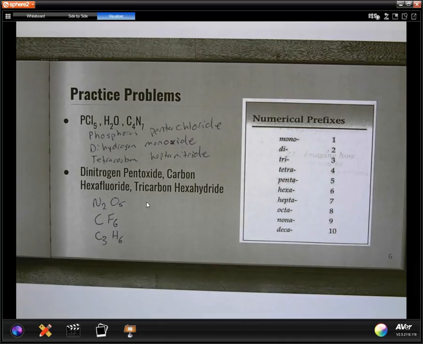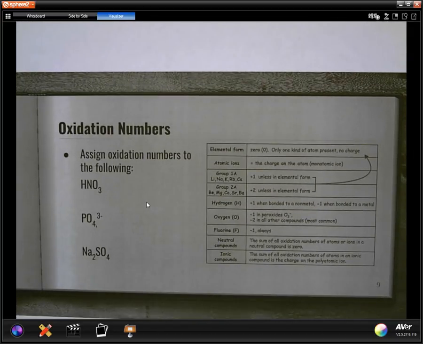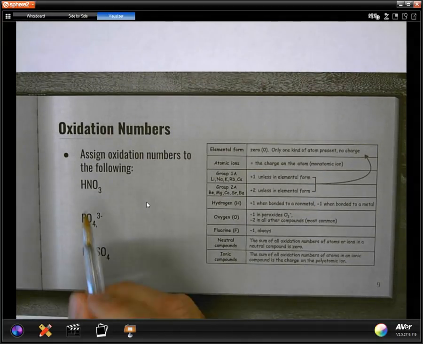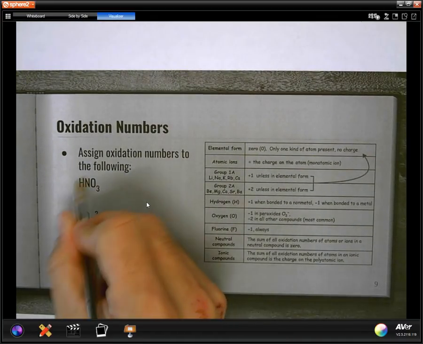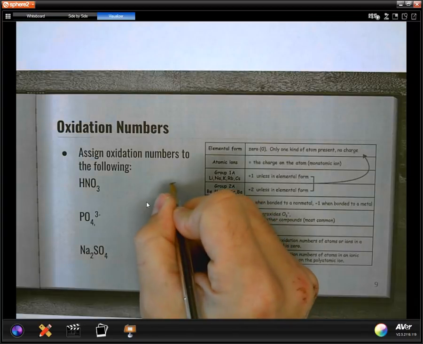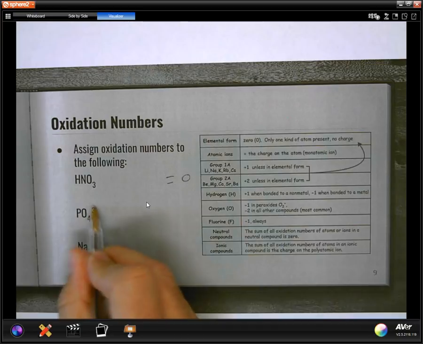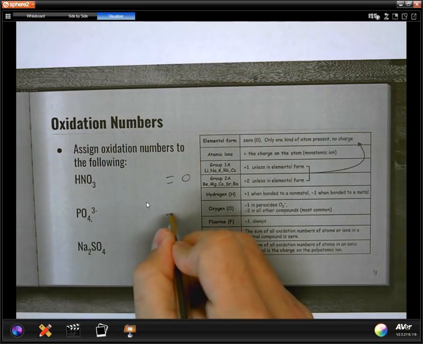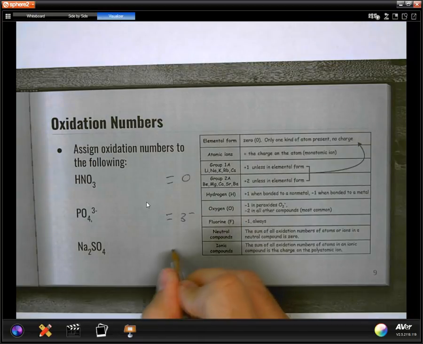Welcome back. All right, so now as we look at how to assign oxidation numbers. Again, the first step is to begin to set up your equation. Since this is a neutral compound, I'm going to set up an equation that is equal to 0. Here you can see that this is a polyatomic ion, so here my equation would equal -3. Down here, again, it's neutral, so that one would equal 0.